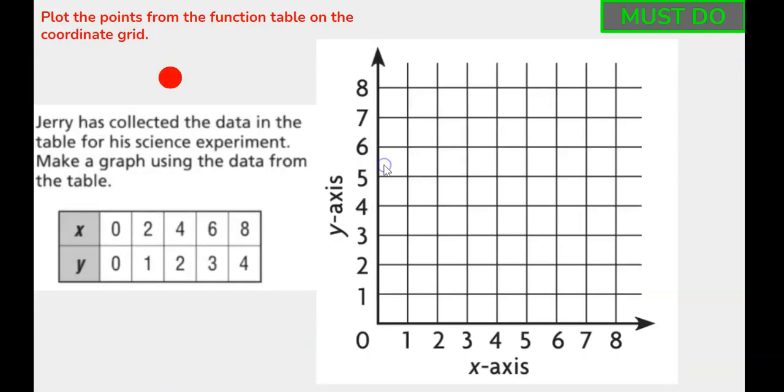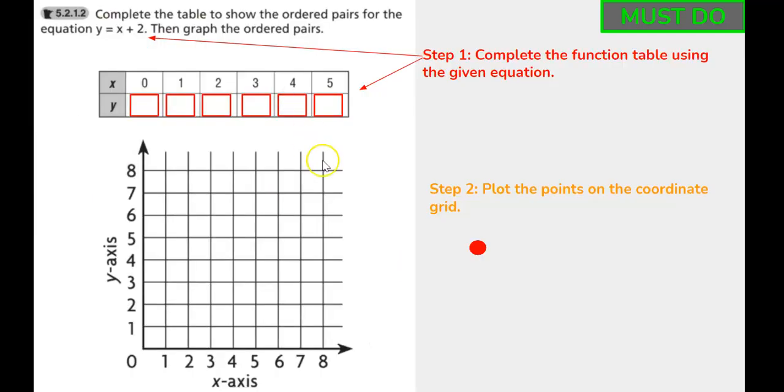There's another one like that. And then you're going to do some like I just showed you, where you have a function table and you need to put the points in the correct place. On this one, you're combining, here's the equation. So you need to complete the function table given this equation. You'll type the y coordinate for each one in here. And then once you have your x's and your y's, you'll plot your points on the coordinate grid.